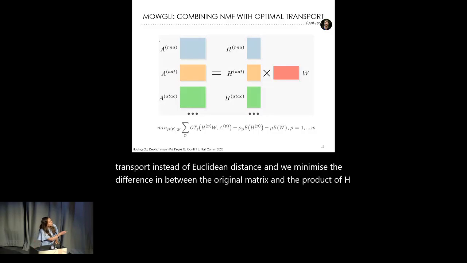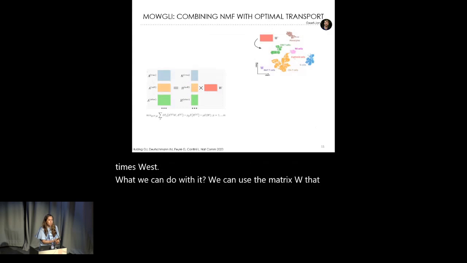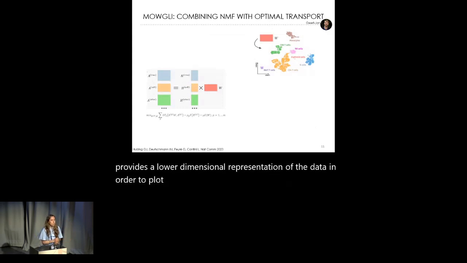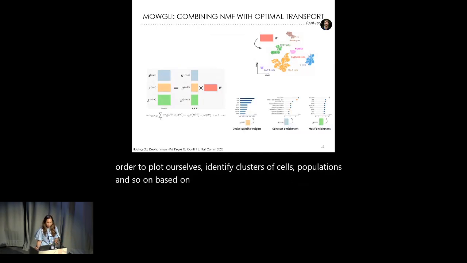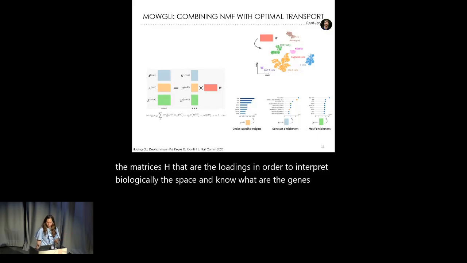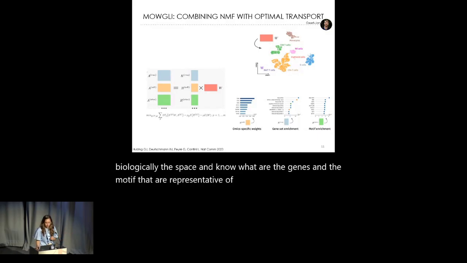We can use the matrix W that provides a lower dimensional representation of the data in order to plot our cells, identify clusters of cells, populations, and so on, based on different data modalities. And we can focus on the matrices H that are the loadings in order to interpret biologically the space and know what are the genes and the motifs that are representative of the different latent dimensions.